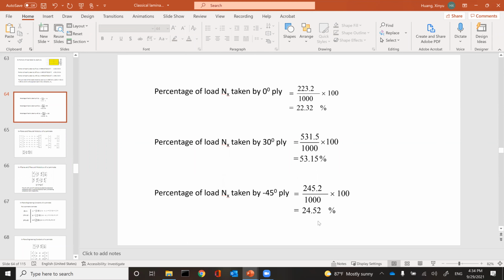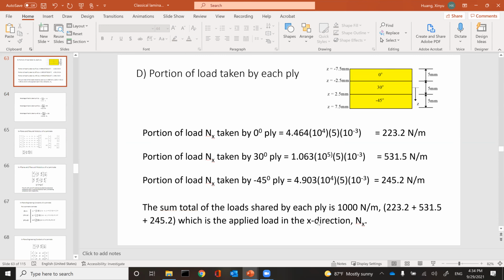This is a very simple example of using CLT to do some calculation of stress and strain in the laminate.